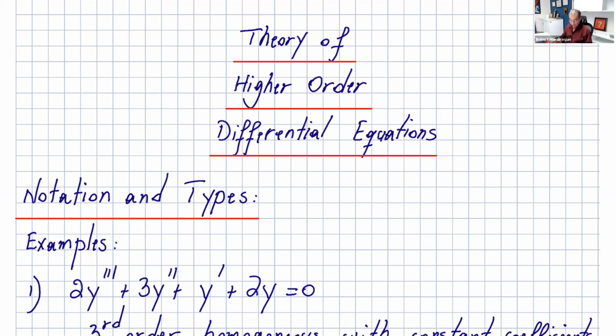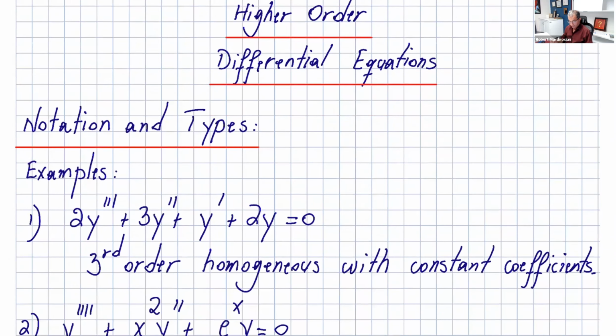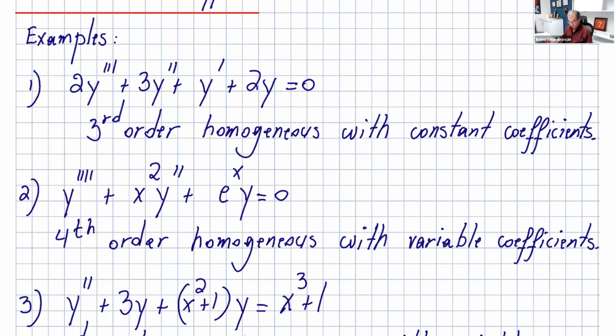But before we do this, let's go over the notation and types of higher order differential equations. And I think if I do this with examples, you're going to understand it better. When we say higher order, we learned how to solve first order differential equations. The first order only has y prime, but here we're going to see higher order, like triple prime, the second derivative, and all that.